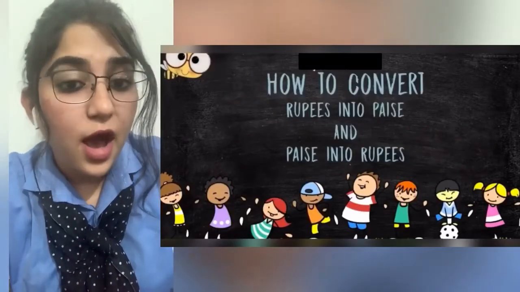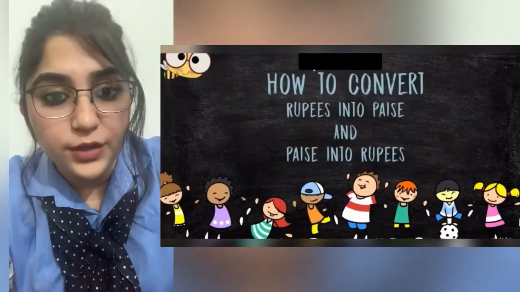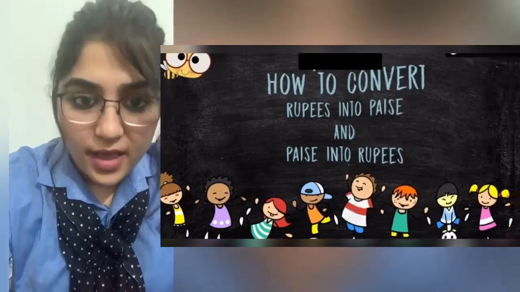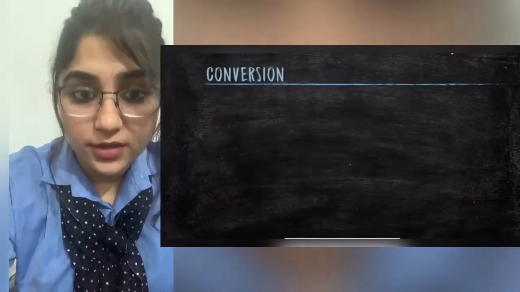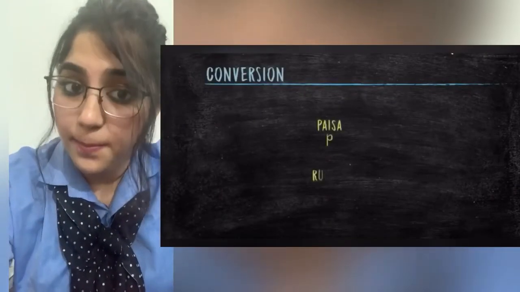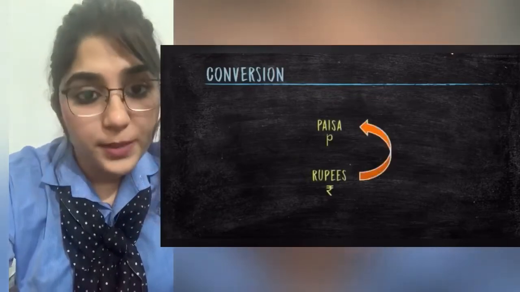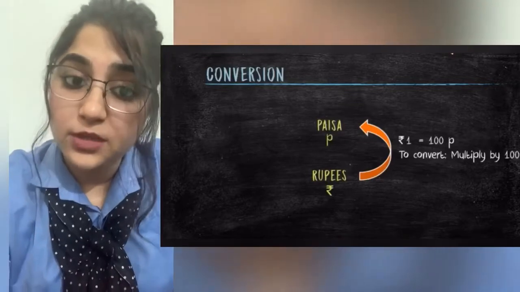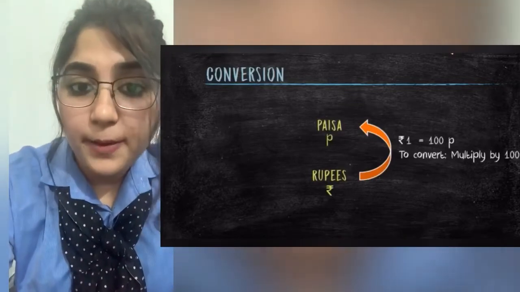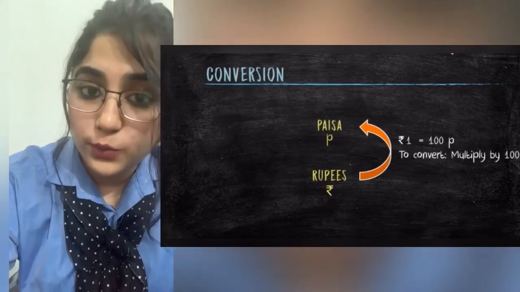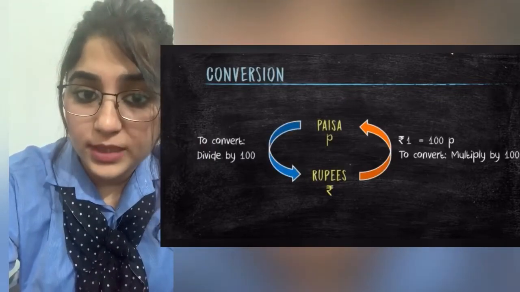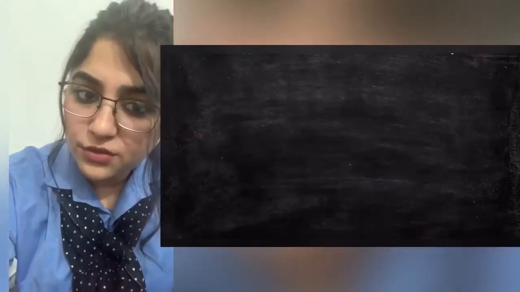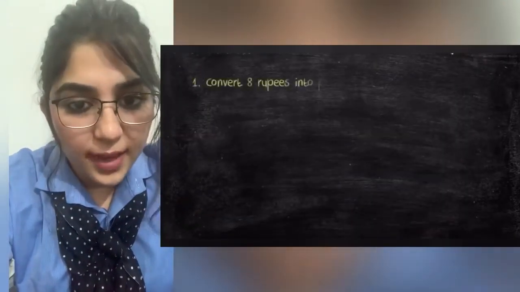Now let's see how to convert rupees into paise and paise into rupees. As we all know, Indian currency is rupees and paise, and 1 rupee is equal to 100 paise. So to convert rupees into paise, multiply by 100, and to convert paise into rupees, divide by 100. Let's solve few questions to understand this concept.